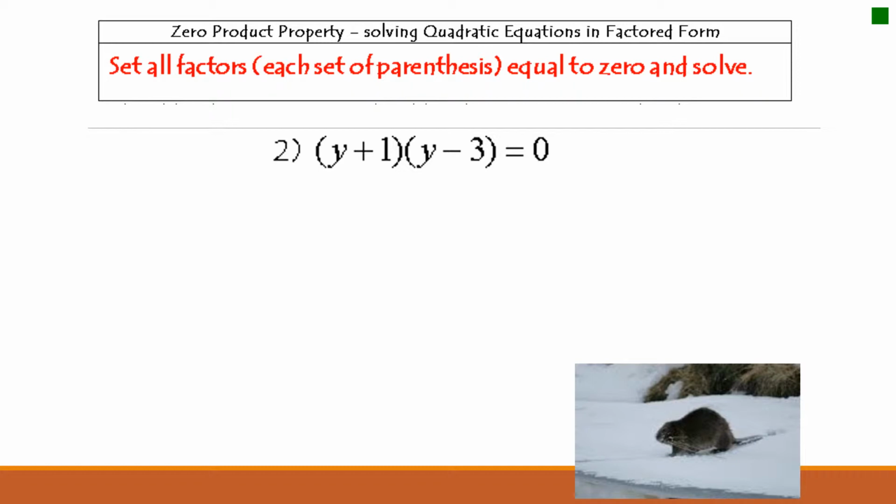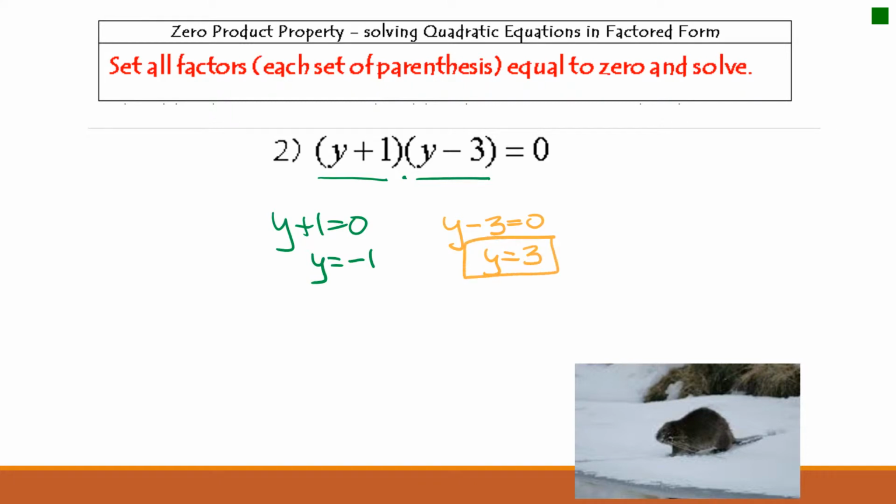Well, it's already a multiplication problem. This times that, right? So we have y plus 1 could equal 0, which means y could equal negative 1. Or we have y minus 3 could equal 0, which means y is 3. So those are the two solutions to my problem. If y is negative 1, the whole thing is 0. If y is 3, the whole thing is 0.